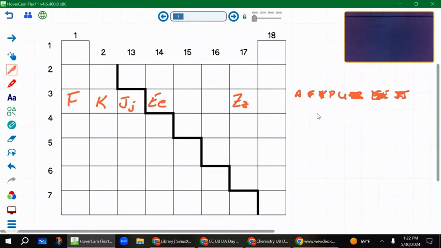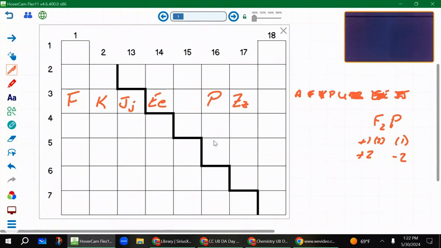Luckily, the next clue says P combines with F to form F2P. What's the charge of F? No, it's not a -1. +1. And since there are 2 of them, the total charge is a +2. What does the total charge of the P need to be? -2. And how many of them are there? So what number times 1 gives us -2? -2. So P has to be here in the family where it would be a -2. Questions?